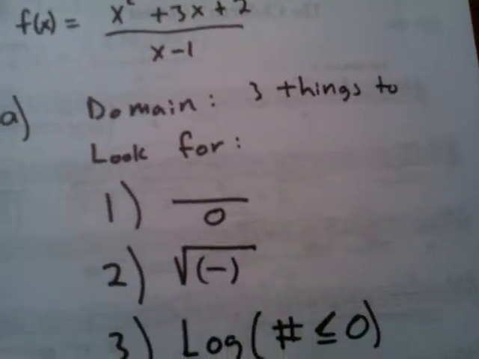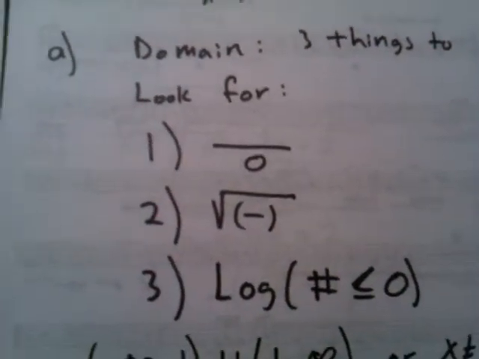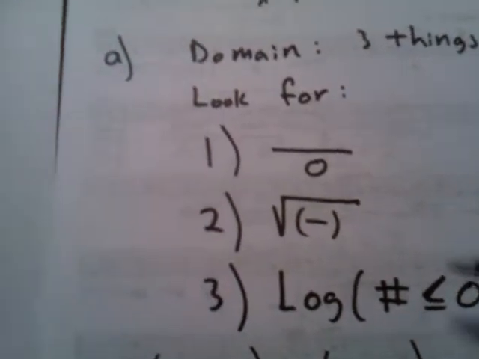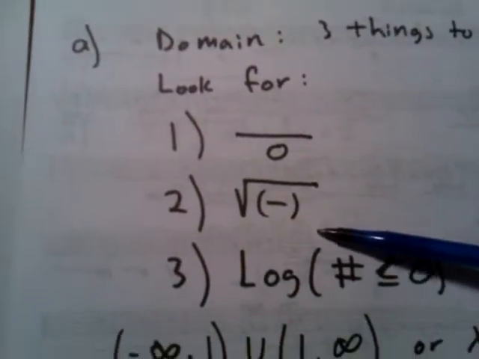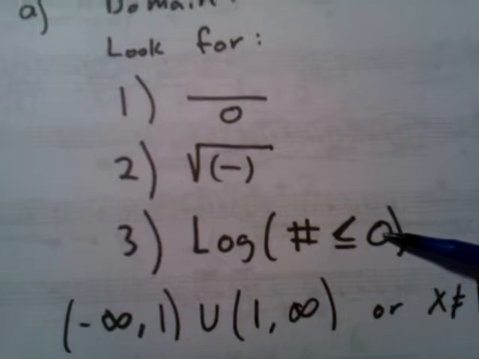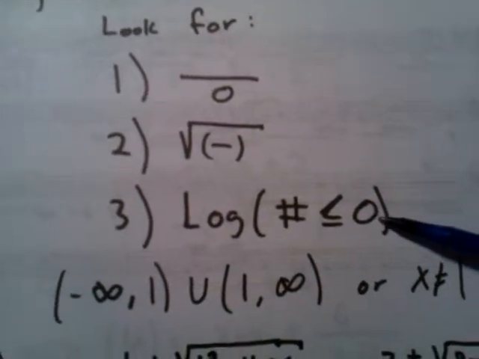Usually there are 3 things you want to look out for. The first one is dividing by 0. The second one is taking the square root of a negative number. And the third one is taking the log of a number less than or equal to 0.